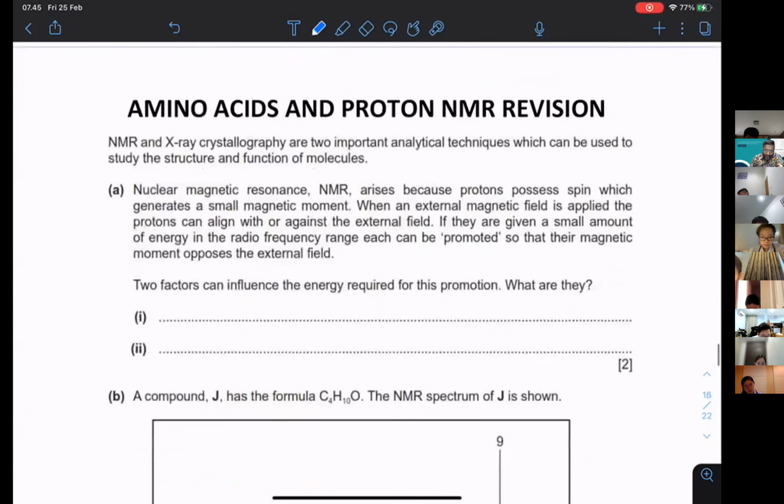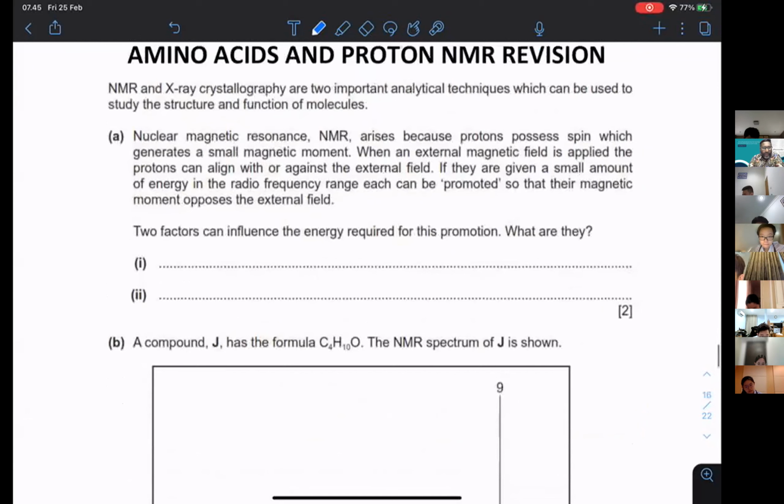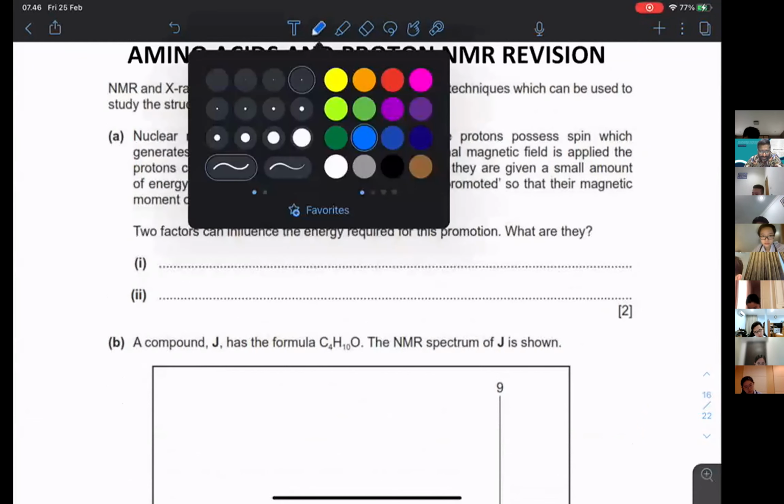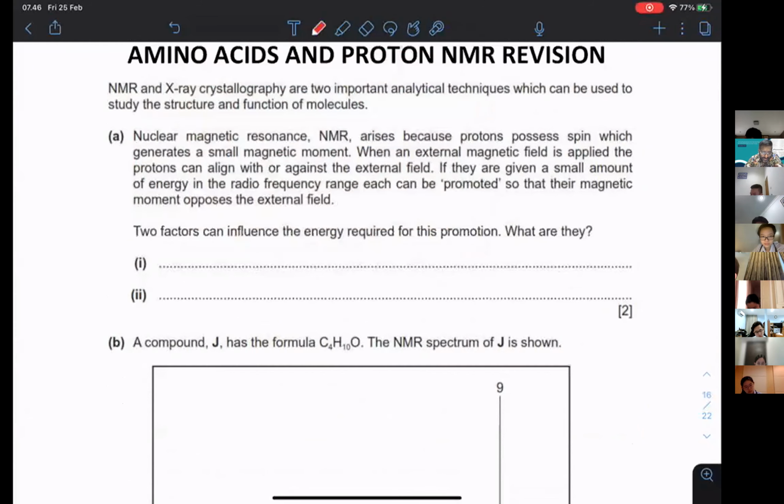Okay, that is done. So the next question. Do remember last time, X-ray crystallography, very popular. But I told you X-ray crystallography is no longer in your syllabus, so I erased this part. Let's focus on NMR. NMR is going to be an important analytical technique which can be used to study the structure and function of molecules. NMR arises because protons possess spin that generates a small magnetic moment.